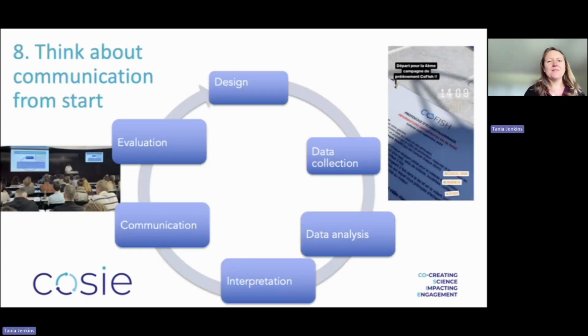Another point which I think is critical is to think about communication from the start. Often communication and dissemination is work package 5 in a Horizon Europe project. And actually, in my opinion, it should be work package 1. It should be thought about alongside coordination and what activities you're going to run and what outcomes you want, what the scientific impact, what the societal impact of a project should be.